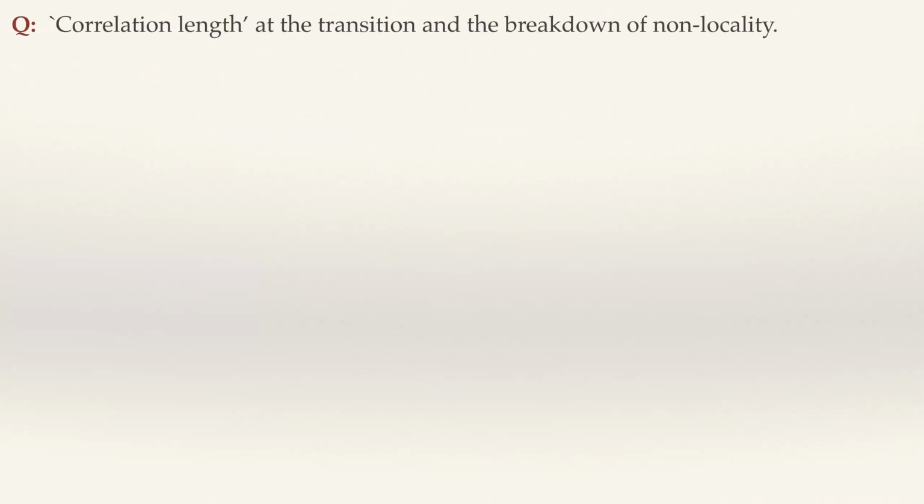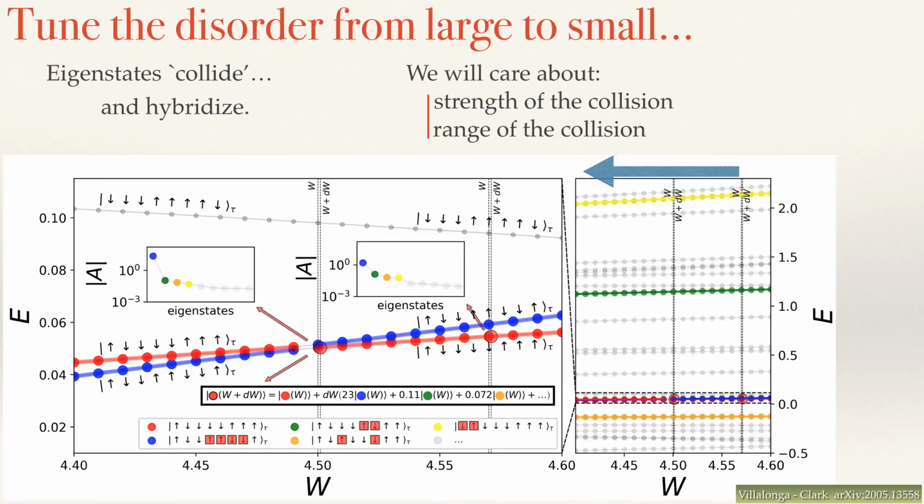Okay, so the final MBL story I want to tell you is about the correlation length of the transition and what that telegraphs about the breakdown of non-locality. So the game we're going to play here is we're going to tune disorder. This is a numerical experiment, right? We're going to tune disorder from a large to a small disorder.